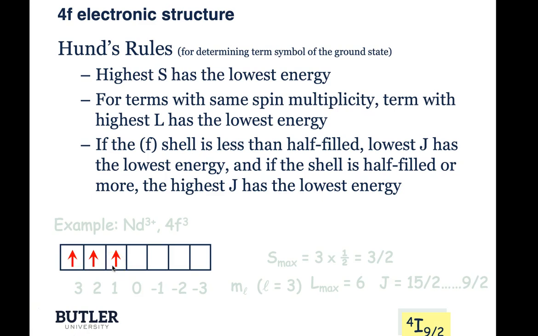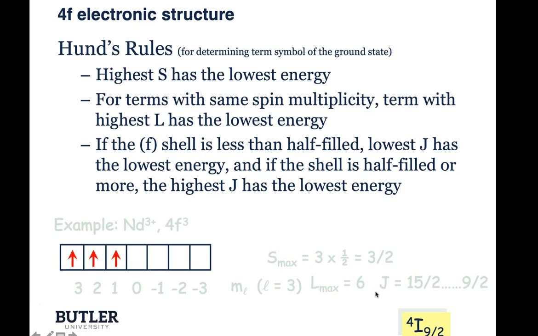And then if we were looking at what's the highest L, well then we would put the 3 spin up electrons into the highest m sub l. So we put 3 plus 2 plus 1, that's an m sub l total of 6. So an L max of 6. If we added these electrons to any of the others, it would subtract and so forth, so we would have a lower total orbital angular momentum. So our L max is 6, our S max is 3 halves.